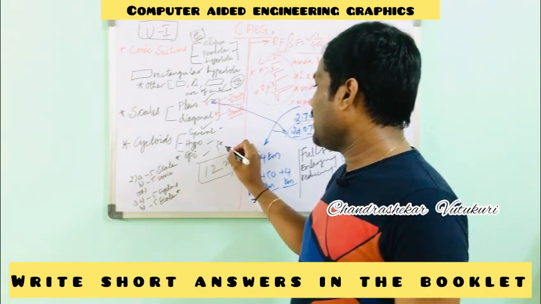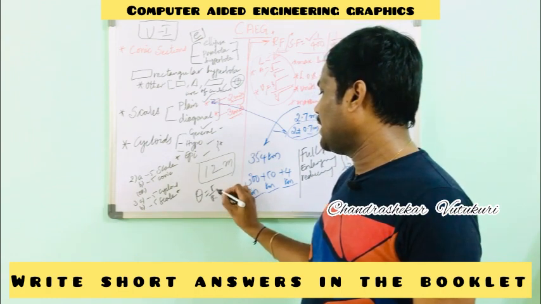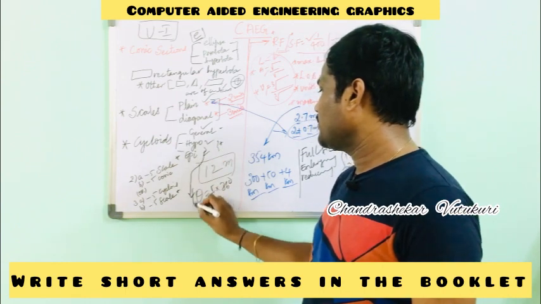Now, for a hypocycloid and an epicycloid, you are supposed to work out the theta value, which is nothing but small r by capital R into 360 degrees for these two, dear students. Getting?